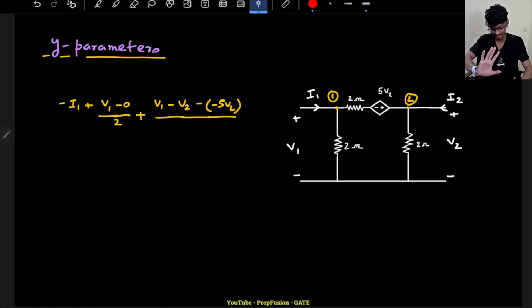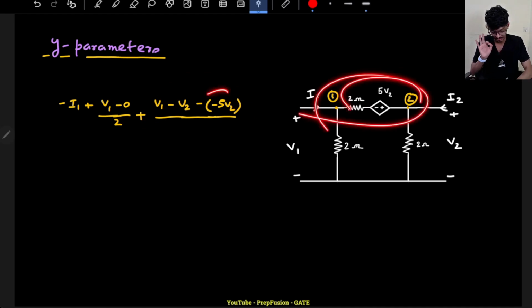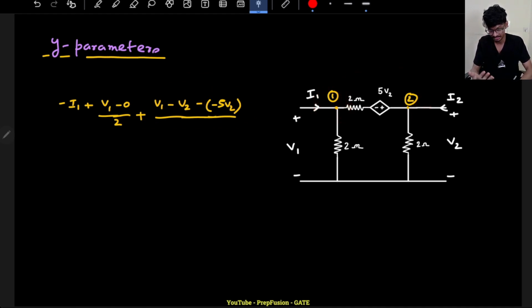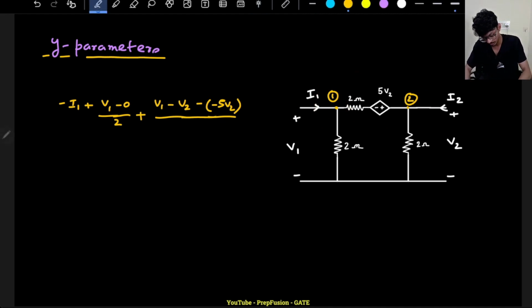I'm not explaining how I am writing the KVL or KCL. My expectation is you should be able to write this KCL. That is not my task, because you have already learned that in the first chapter. So I hope there is no doubt in writing the KCLs here. So this will be 5 minus V2 divided by 2. That's it. There are only 3 currents, incoming and outgoing equal to 0.